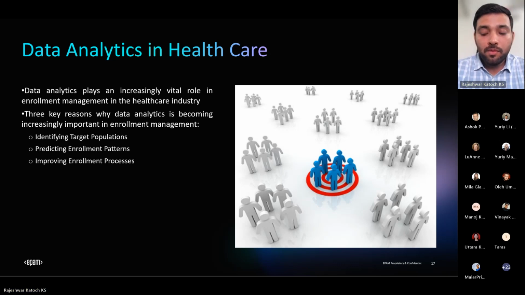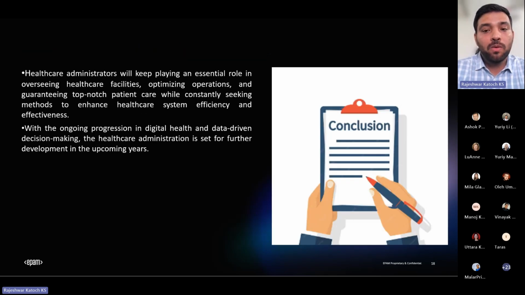So this is about one of the key trends, data analytics in healthcare, that we have right now. And yeah, coming on to the final part of the presentation.